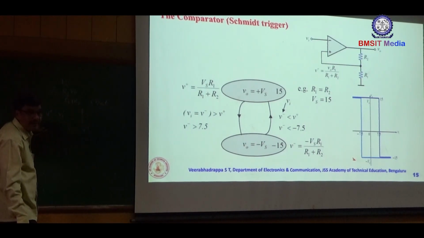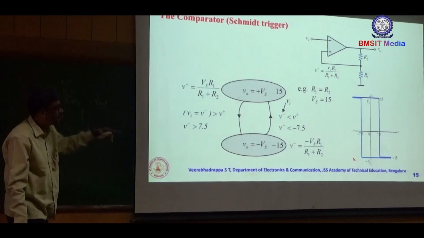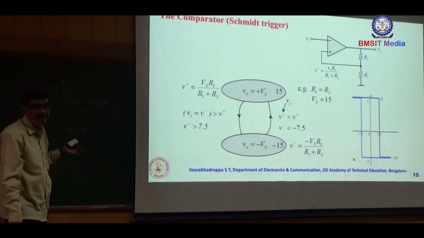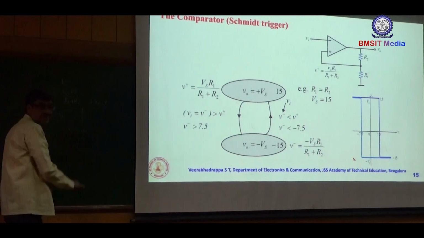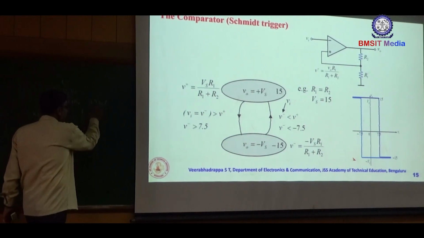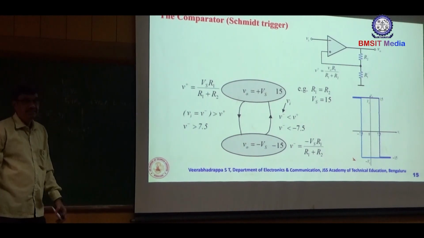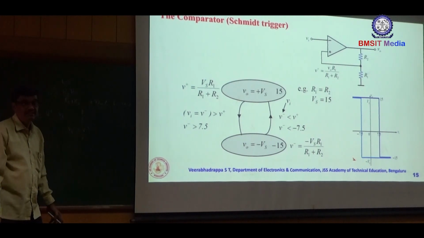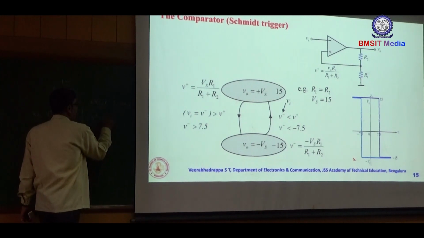According to the characteristics, the output swings from the positive saturation voltage to the negative saturation voltage. If you further increase the input voltage, it will maintain the negative saturation level. Therefore, when VI is greater than V plus, the output swings from positive saturation to negative saturation. Therefore, this voltage is known as the upper threshold voltage. This V plus is nothing but VTH.